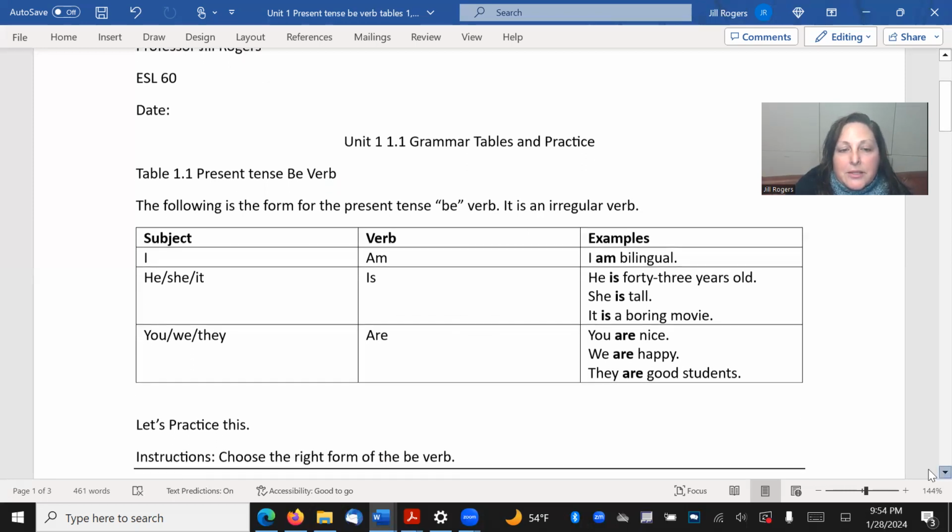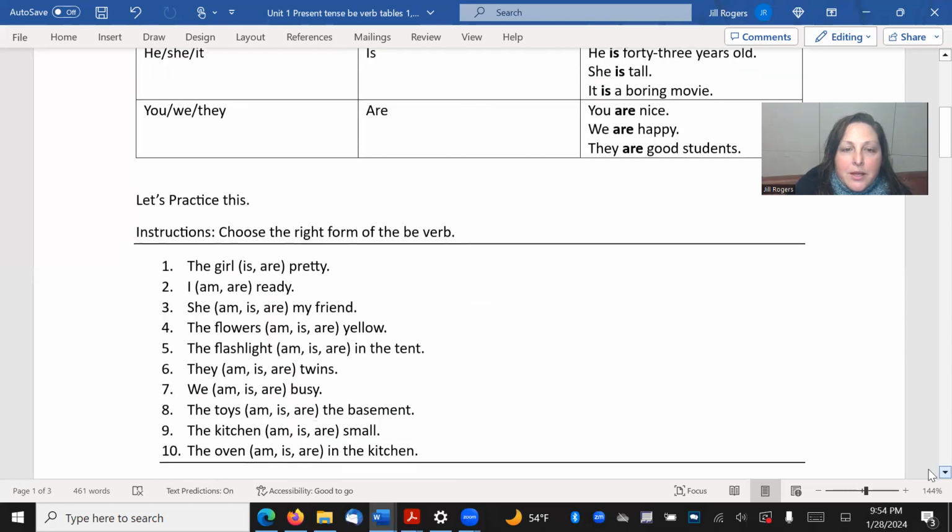Okay, so we're going to practice this. In this case, I have two new examples that are not in the book. They were from a different grammar book, but just to get the form correct. So when you're doing this, the instructions say, choose the right form of the verb be. Okay, so you have to ask yourself, is the subject pronoun singular or plural? And is it one of these?